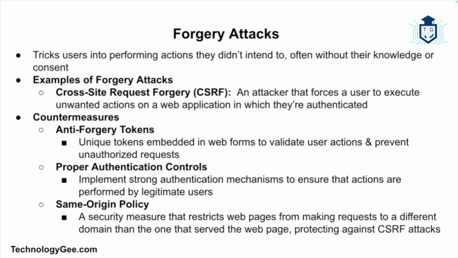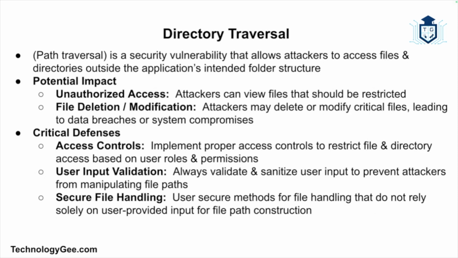Next, we have what is called a forgery attack. And forgery attacks such as cross-site request forgery trick users into performing actions they didn't intend to, typically without their knowledge or consent. So using anti-forgery tokens, implementing proper authentication controls, and employing same origin policies are strategies to counteract forgery attacks.